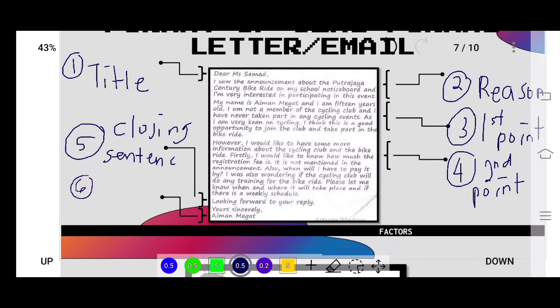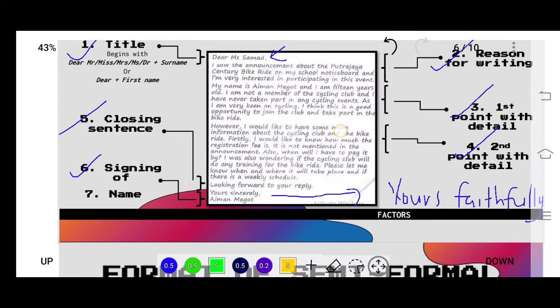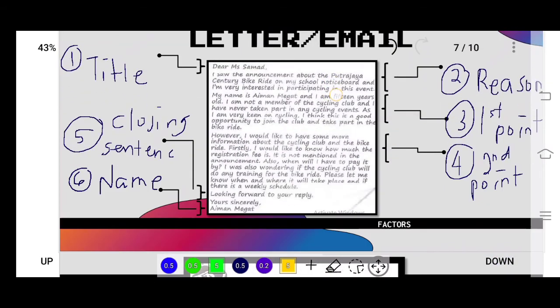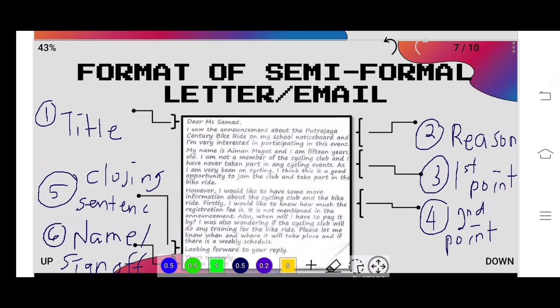What is number 6? Your name, right? Your name. Okay, you forgot one. What is the other one? Number 6 is just the last one. The sign-off, okay, yours sincerely or yours faithfully. Okay, remember to write that, or else your marks will be deducted. So you must remember the format of the semi-formal letter later.